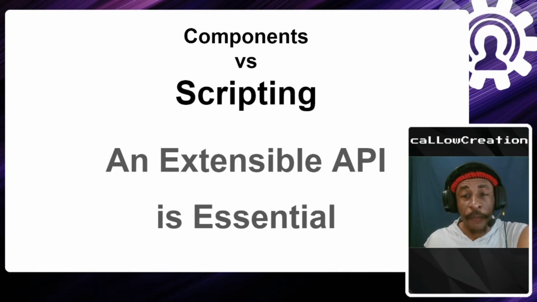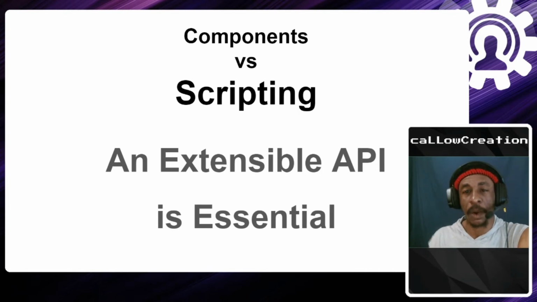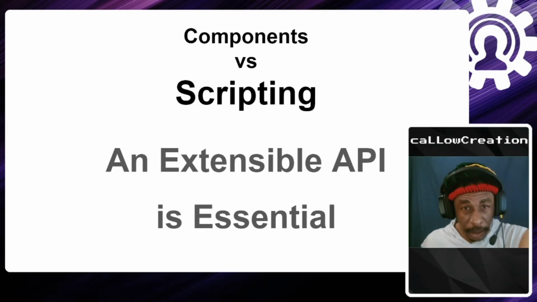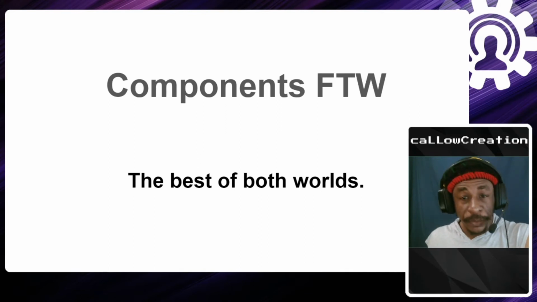If you have to make a clever workaround just to get your code to work, then you need to redesign your API because someone else is going to be using it and they don't have the knowledge that you have about your code base. Unless you have exquisite documentation, you're going to need to make it accessible. So components for the win.